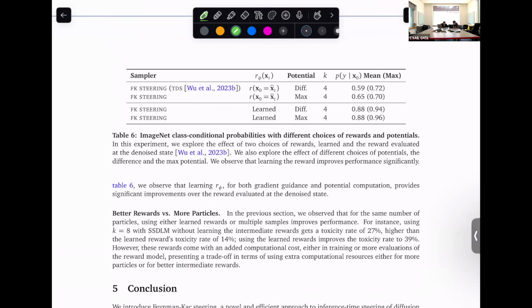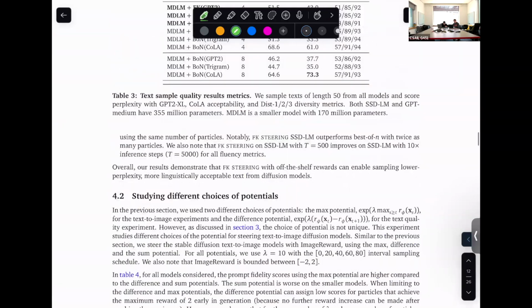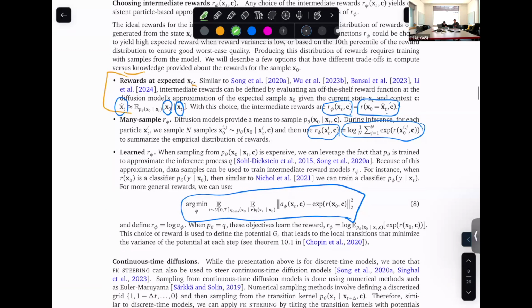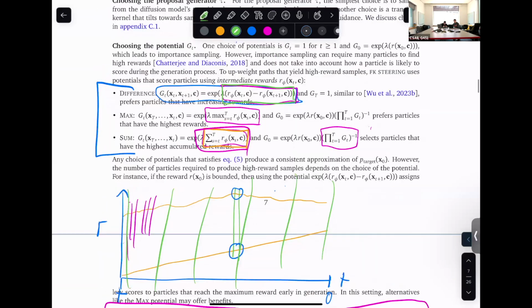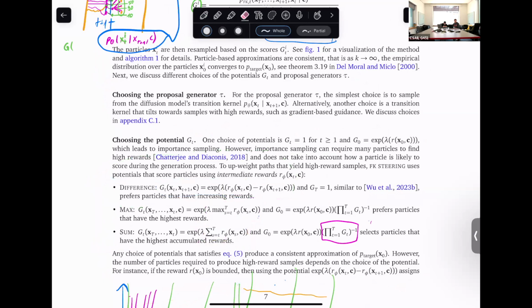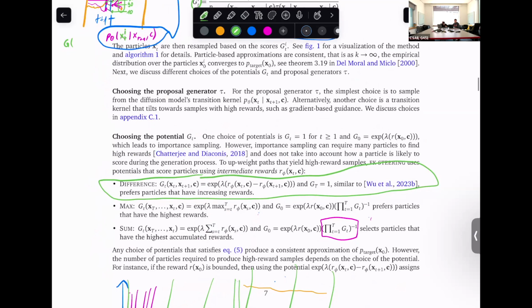Good. Then let's maybe finish off with the question of what TDS is in our FK steering framework. My understanding of TDS is that they have a very particular choice. So there's no differentiation between these biasing potentials and the rewards. I think they basically choose G to be this difference reward.